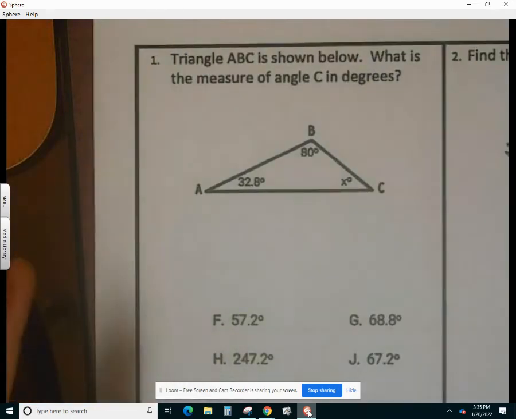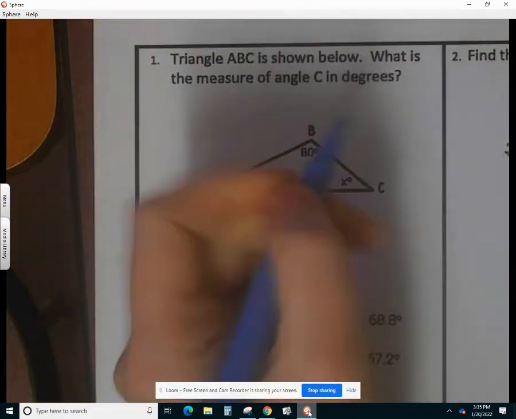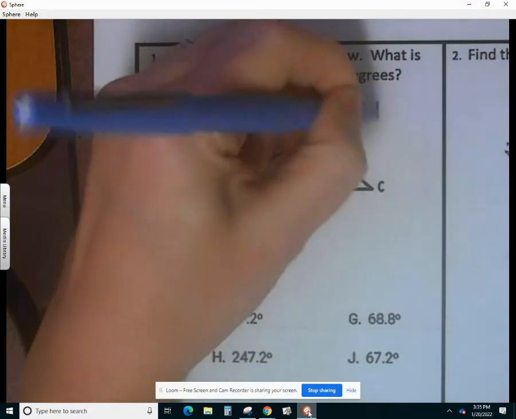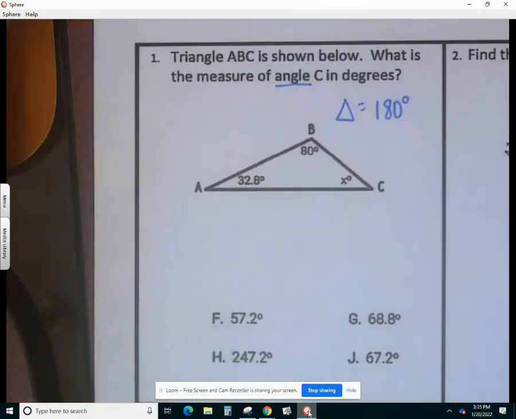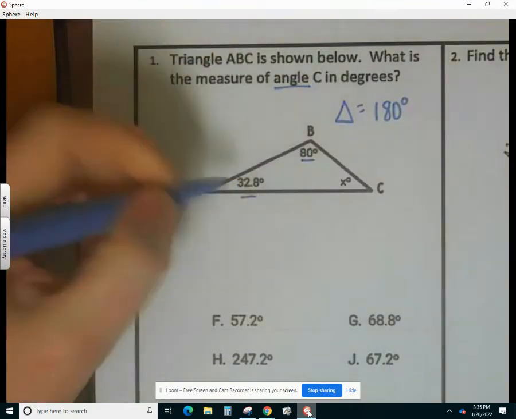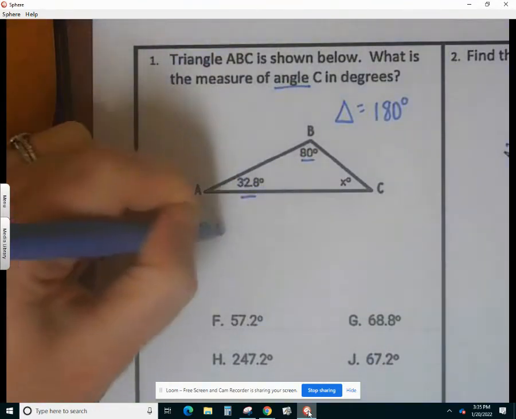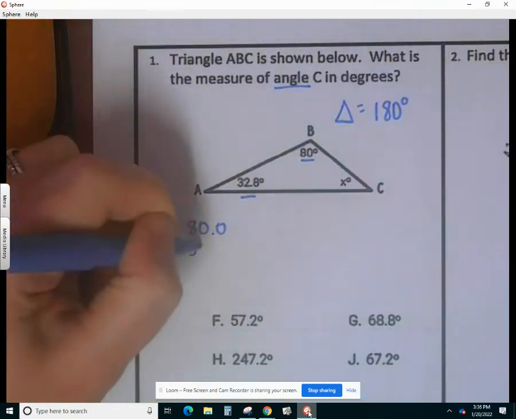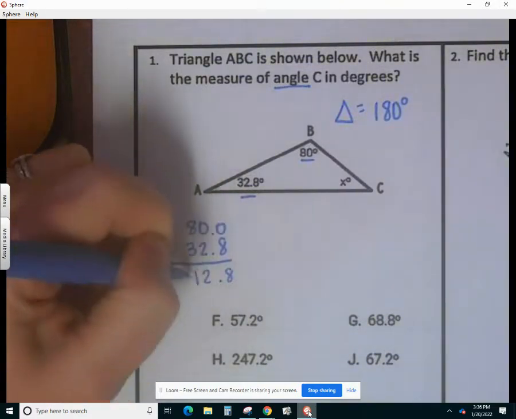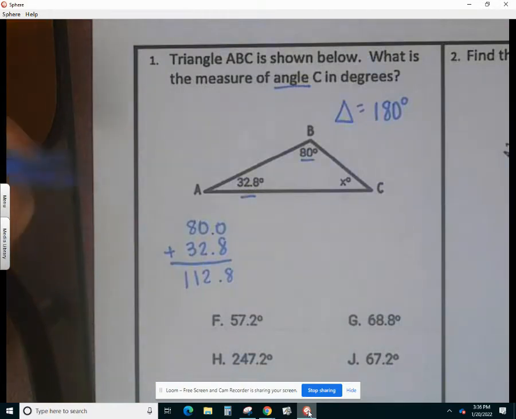Okay, so we're getting ready for our test tomorrow. This is talking about the angles in a triangle, which we know always add up to 180 degrees. They've given us two of those angles. We can add those together, making sure we line them up correctly. And when we add them, we get 112.8.